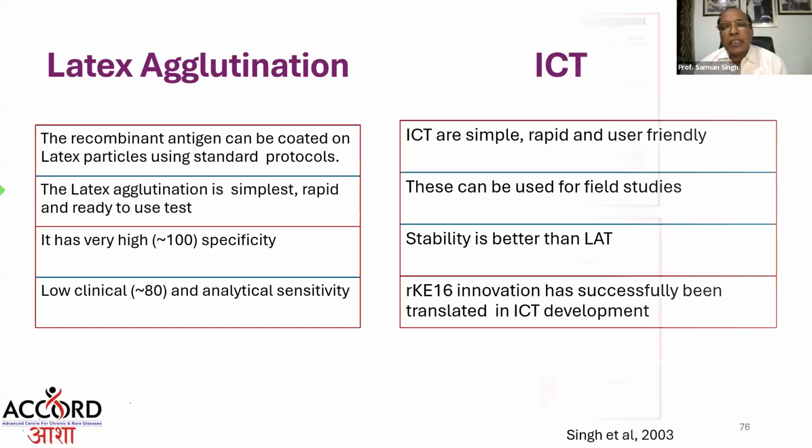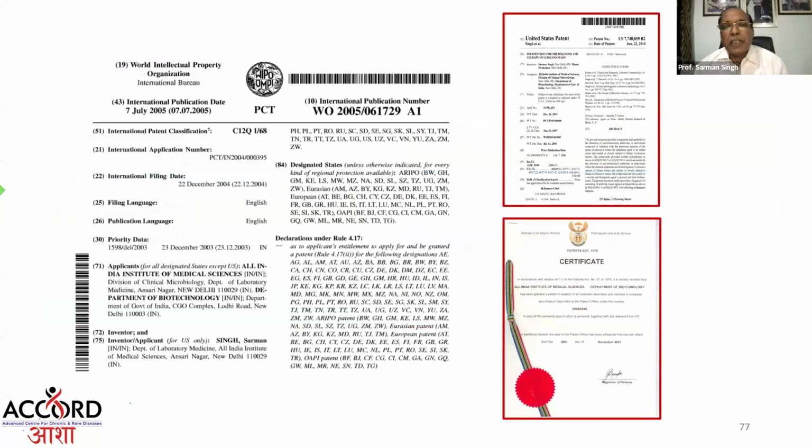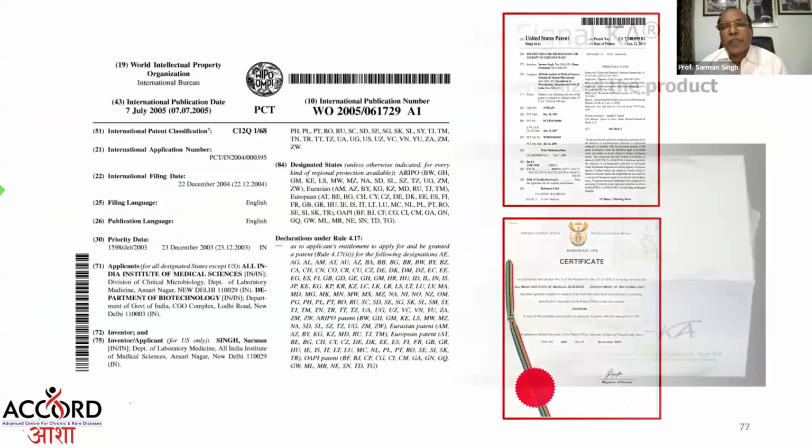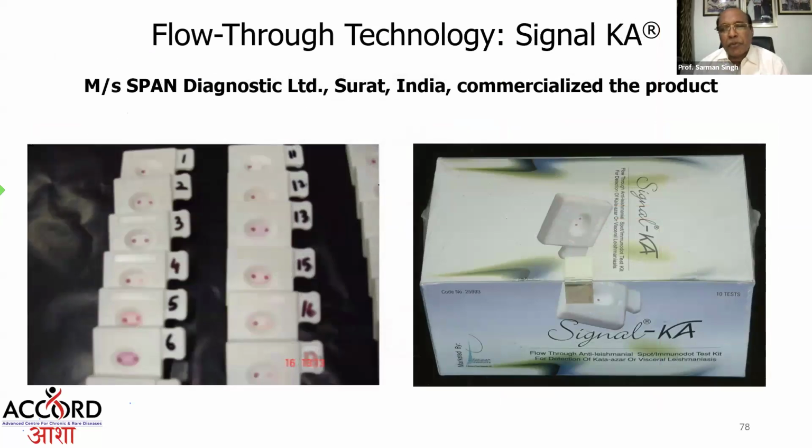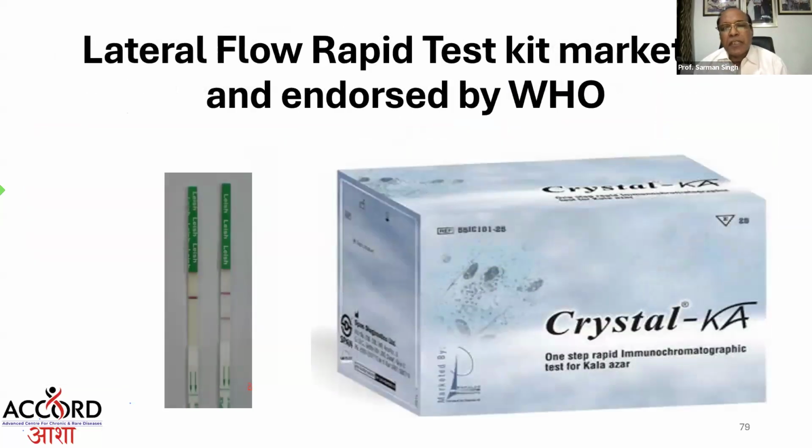Next, please. So these are the figures. This was patented globally using the PCT mode, then America, USA, Europe, and China. Next, please. So this is the lateral flow kit, which was commercialized by Span Diagnostic. At that time, Span Diagnostic, everybody knows. There are 2 dots, one for control, one for patients. Next, please. Then, as I mentioned, we went for the lateral flow, and this was used for the Kala-azar elimination program.